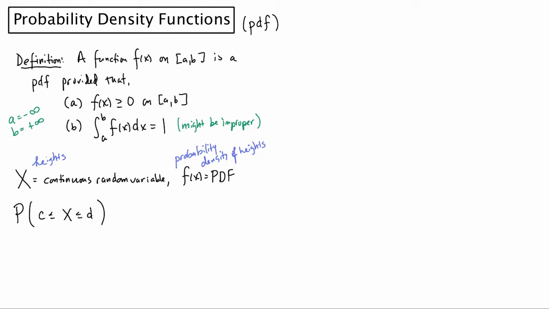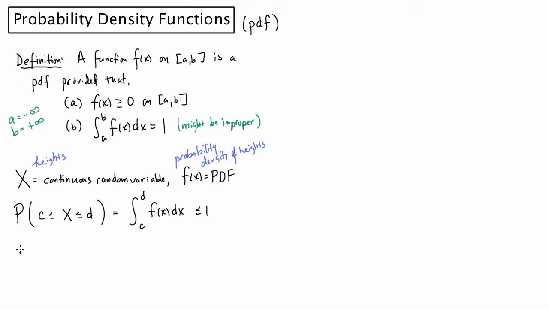Then all I would have to do in order to calculate the probability between C and D is to calculate the integral from C to D of the function f of x dx, and that would be a value less than or equal to 1 depending on what my intervals are. That would then give me the probability.